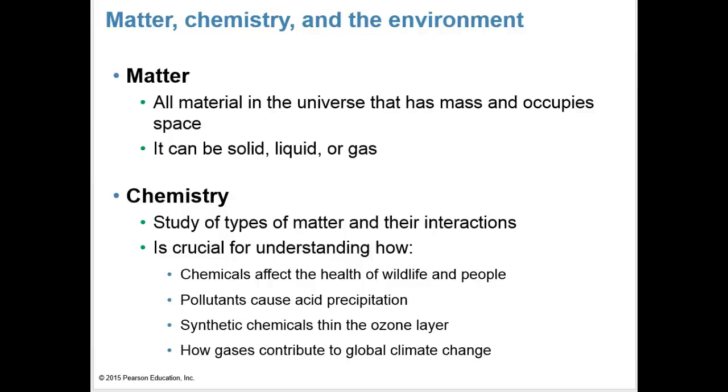It's crucial for understanding how, for example, chemicals affect the health of wildlife and people, how pollutants cause acid precipitation, how synthetic chemicals thin our ozone layer, and how gases contribute to global climate change, among just a few reasons why we want to understand chemistry when we study science and the environment.